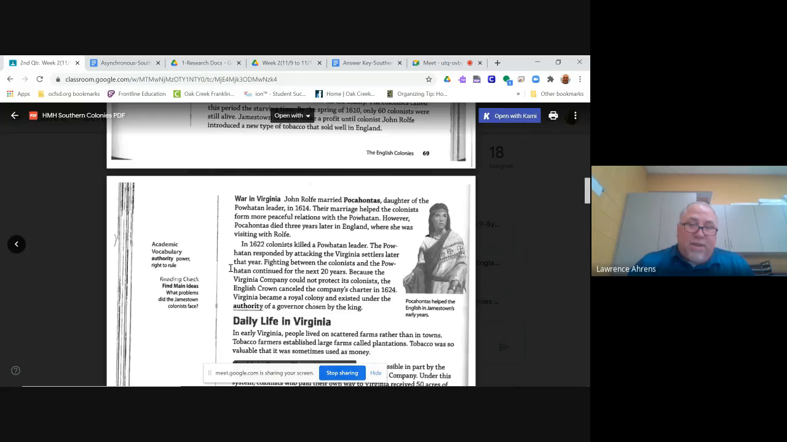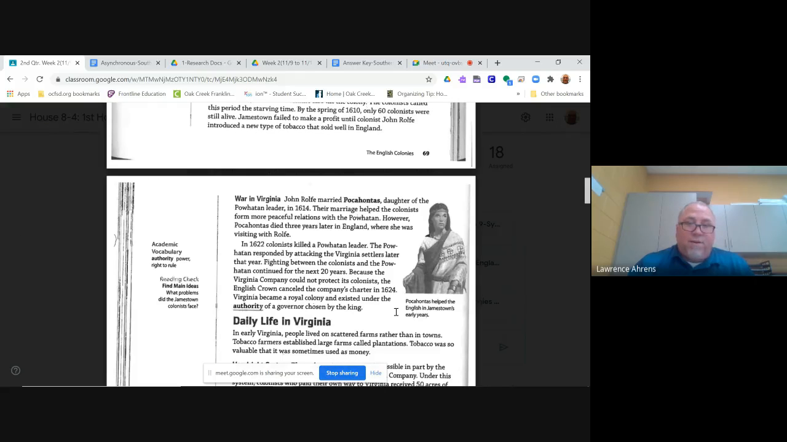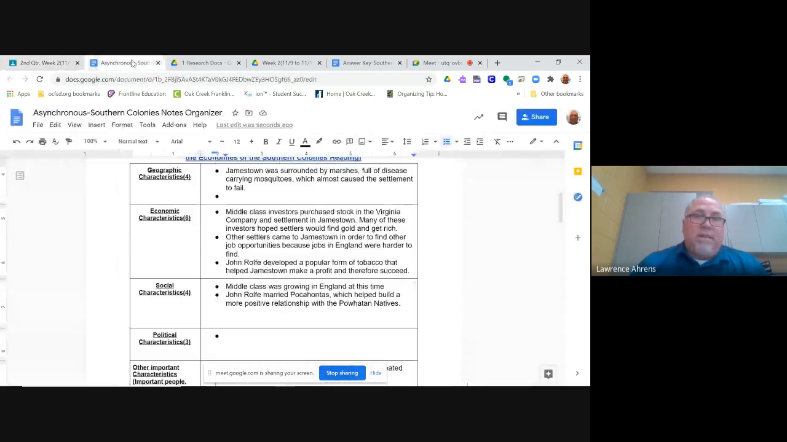This actually in here is going to be our first political characteristic, because it's dealing with who's in charge, who's going to be the one making rules. So up to this point, the charter gave the people at Jamestown the ability to kind of rule themselves. But in 1624, when things started hitting the fan between the settlers and the Powhatan natives, and things got to the point where they might not continue to succeed, the king stepped in and decided to cancel their charter and basically took over.